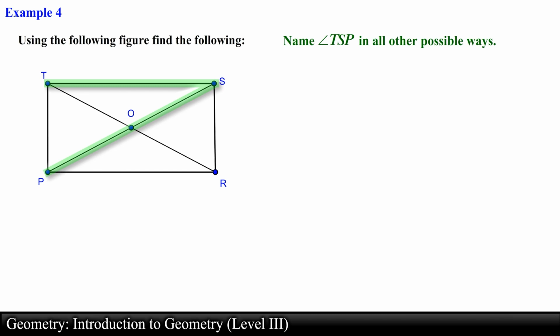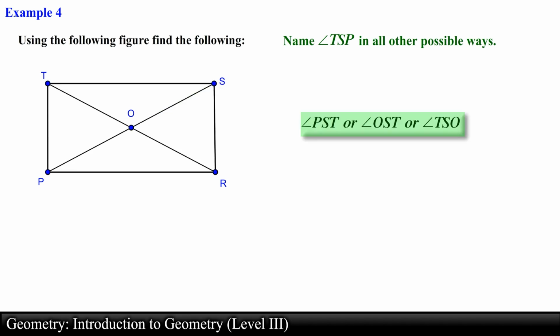One way we can name this angle is by switching the direction of the points and name it as angle PST. In addition, we can also use point O to name this angle, since it's located on the same line that contains point P and S. Using this point, we name this angle as angle OST, or angle TSO. Once again, since this figure does not use numbers to label its angles, these are essentially all the possible ways to name angle TSP. Alright, let's try the final example.